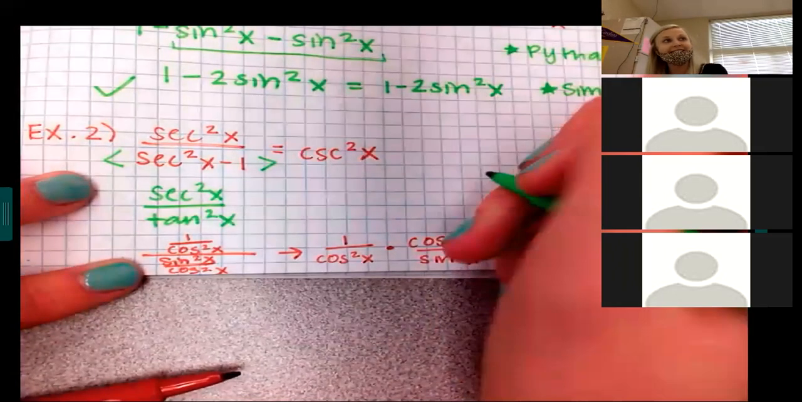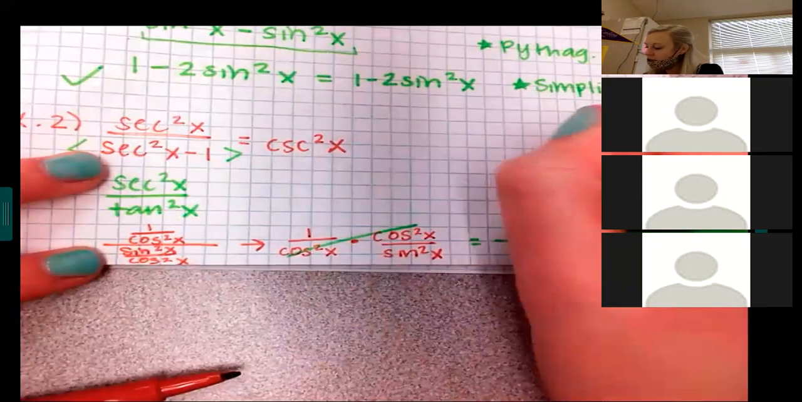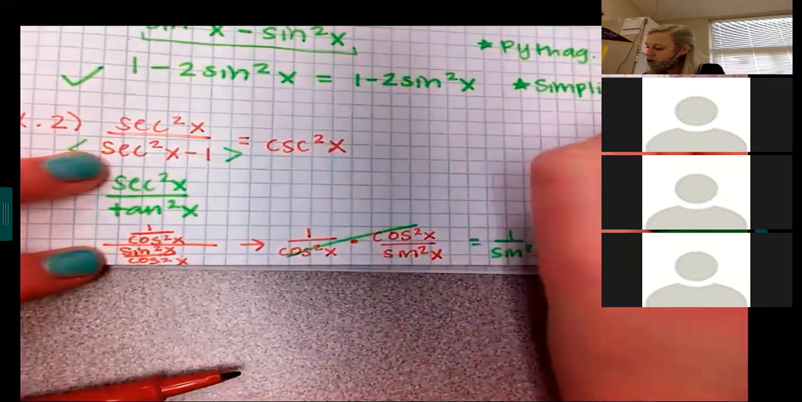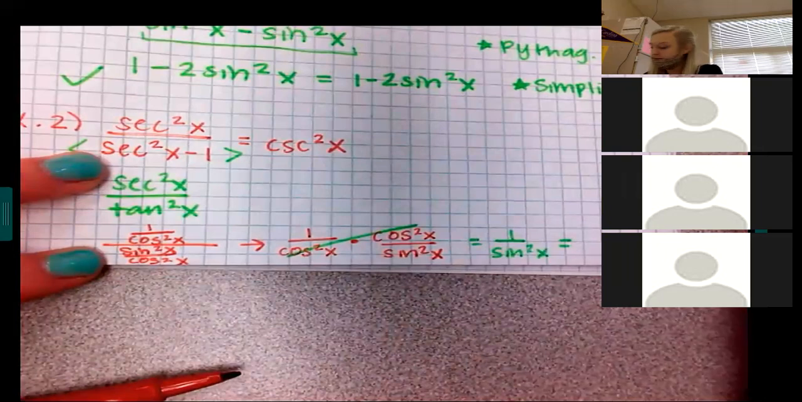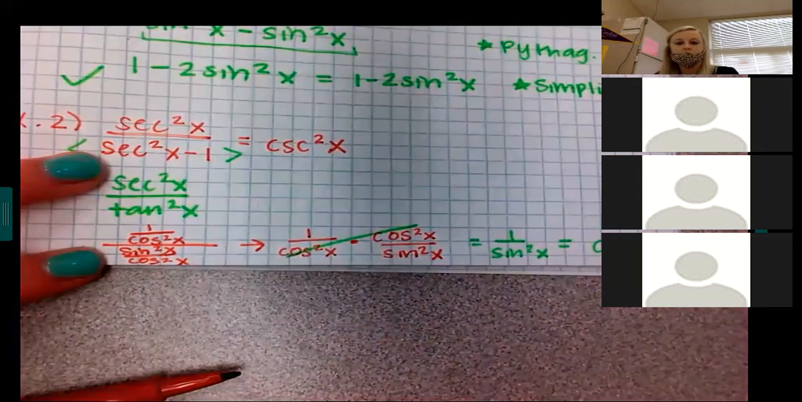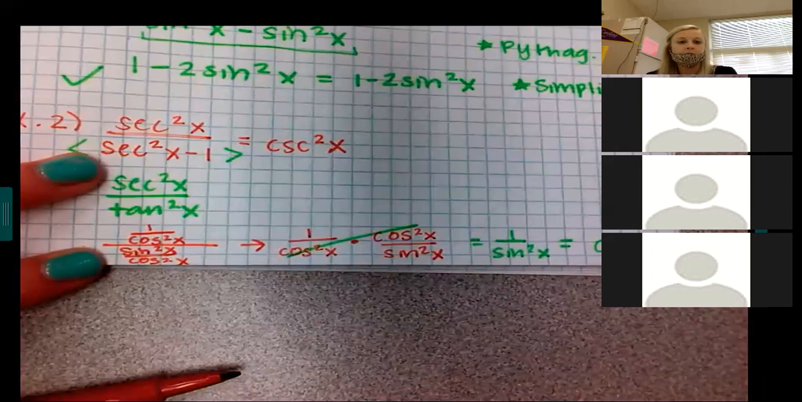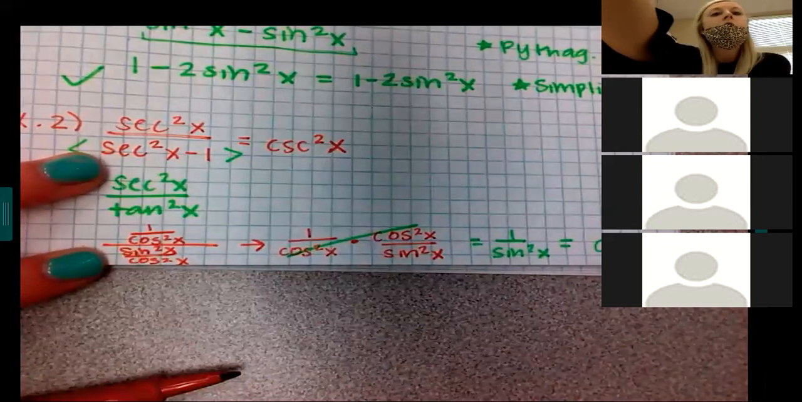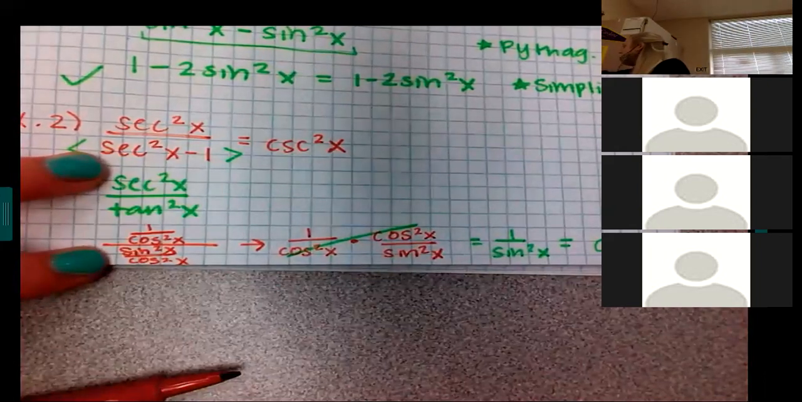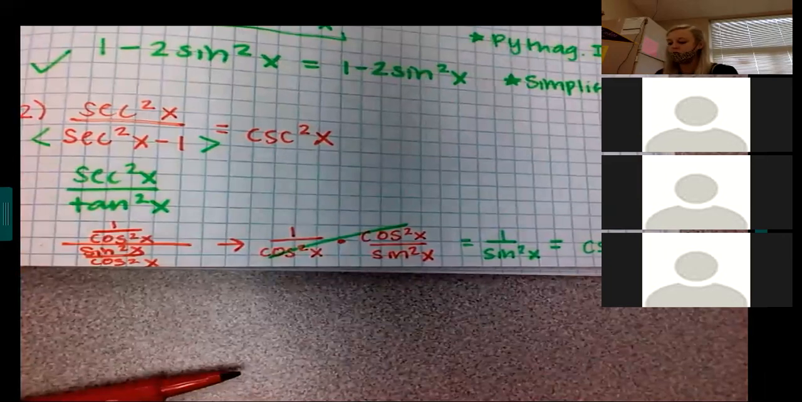They cancel. Did you figure it out? I'm so proud of you. Good. 1 over sine squared, which is just cosecant squared. So they do equal. I just proved that. Hopefully yours is a lot neater than mine. I'm sorry I ran out of room. All right, let's write down our explanations. Make sure we're all on the same page.